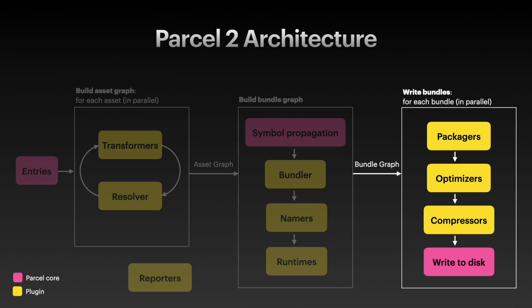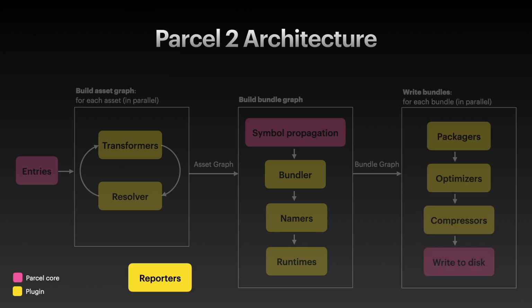Compressors are for things like gzip or brotli, and you can apply multiple of them to create multiple versions of each bundle. And then finally, Parcel core writes the bundles to disk. This phase is all done in parallel and cached for each bundle as well. And then throughout all of these phases, reporter plugins handle various events produced by Parcel and do things like provide progress indications in the CLI or serve files in the dev server.